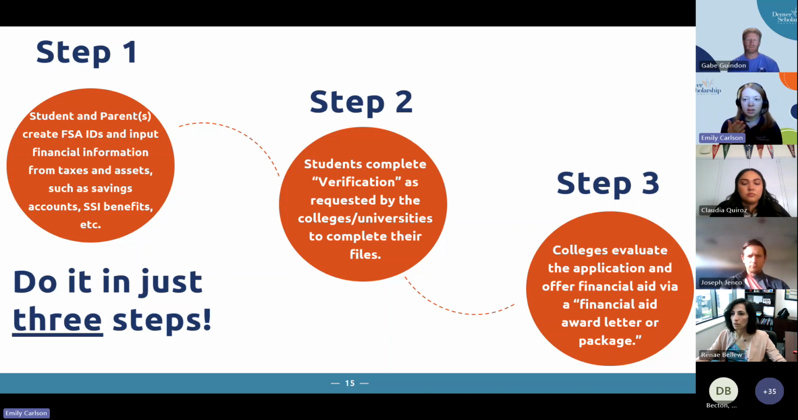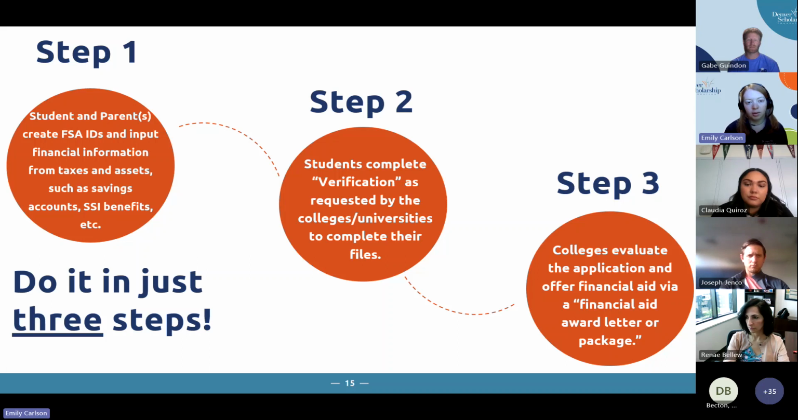And then it gets sent to the colleges where the students are applying. Oftentimes the colleges will have more questions, or what's called verification. In verification, the schools are wanting to verify that what the students put in the FAFSA is correct. So they'll ask for specific documents and information to complete their files before they can allocate their financial aid.